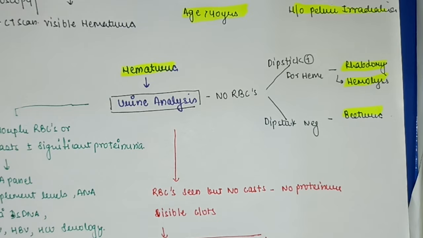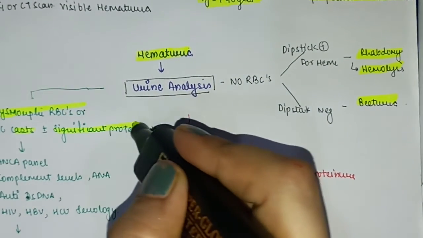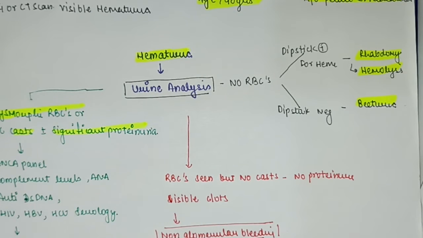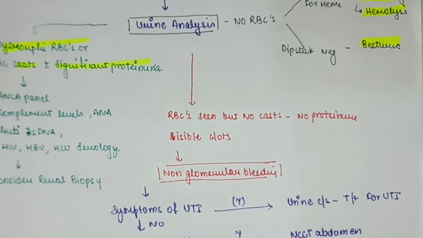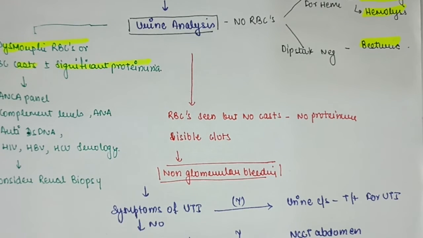Next, if on urine analysis blood is present and RBC casts or dysmorphic RBCs are present, with or without proteinuria, it will point towards glomerular diseases, glomerulonephritis like we have already discussed. So we will send an autoimmune panel to rule out glomerular diseases: complement levels, ANA, anti-double stranded DNA levels, HIV, HBV, HCV serologies. And if the diagnosis remains unclear despite all these and significant hematuria persists, go for renal biopsy.